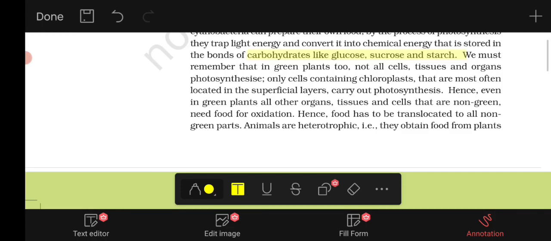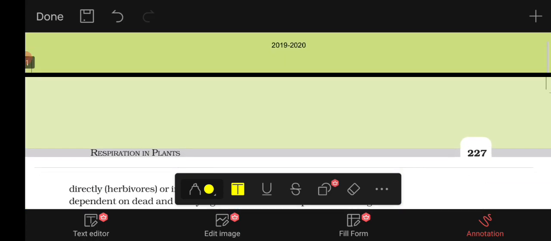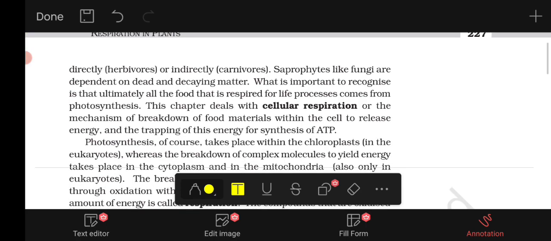And animals are heterotrophs, so they require food. They can't prepare their own food. They are not autotrophs, they are heterotrophs, and those that obtain food from plants directly are called herbivores. They are directly dependent on the autotrophs like plants, like cows, all the grazing animals: cows, sheep, goats, etc.